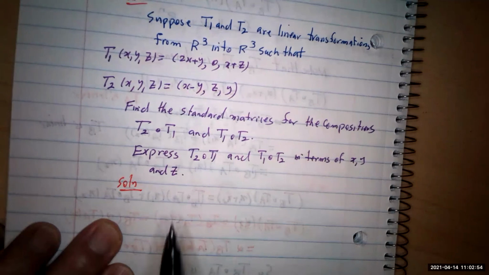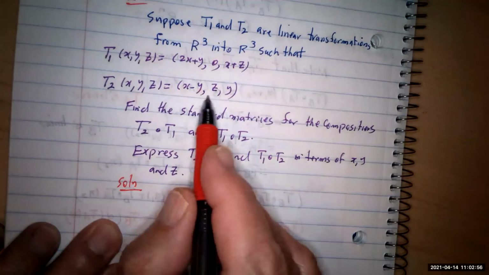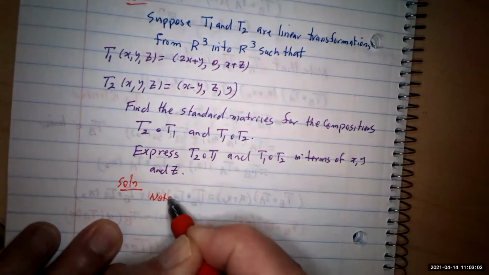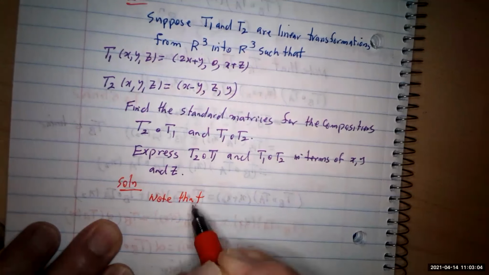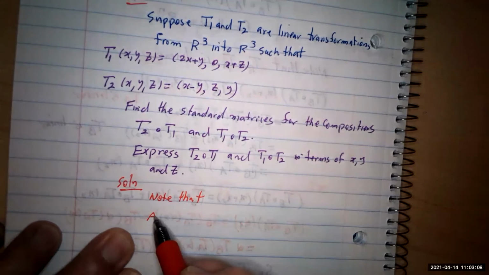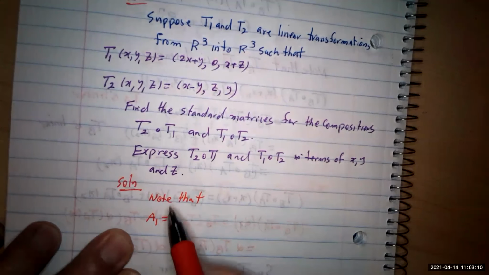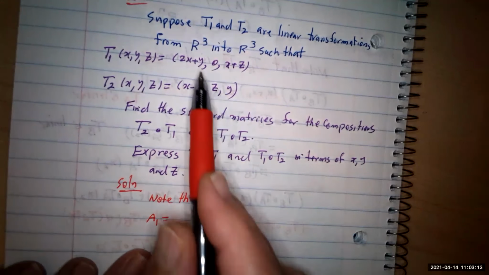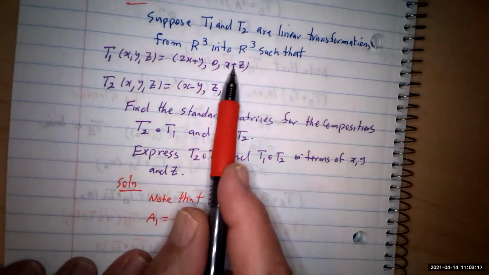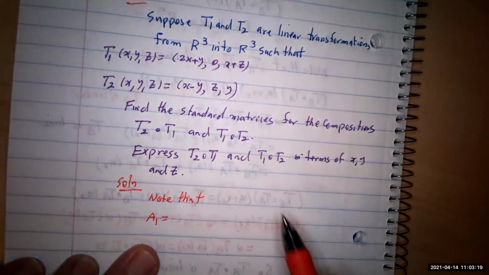You are going to find, okay, this is it. Let's call A1 the matrix that corresponds to T1. Talk about the shortcut that we have. It's going to be a 3 by 3 matrix. These are like the system of equations.